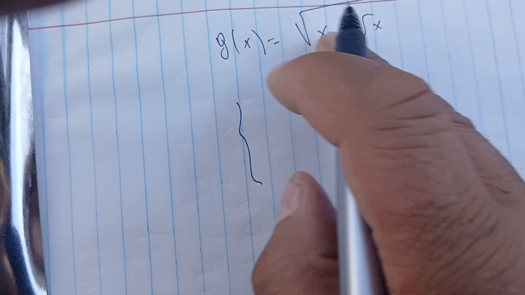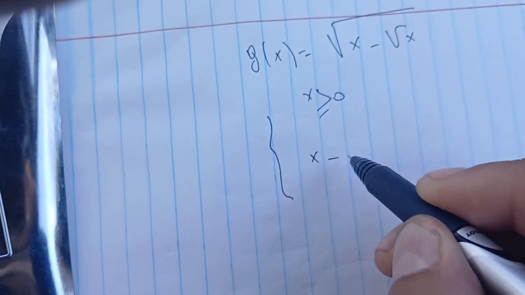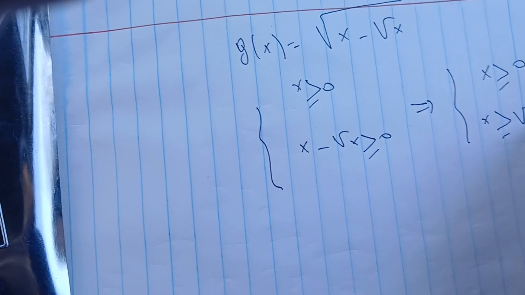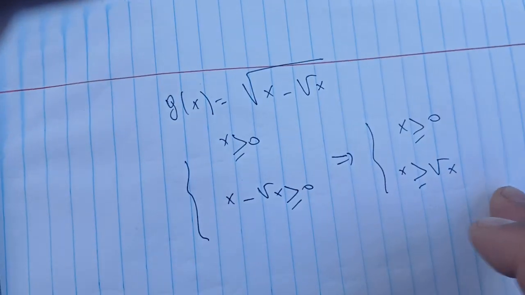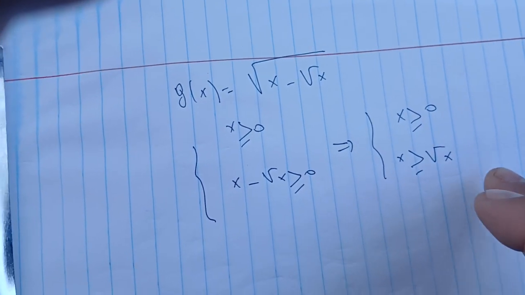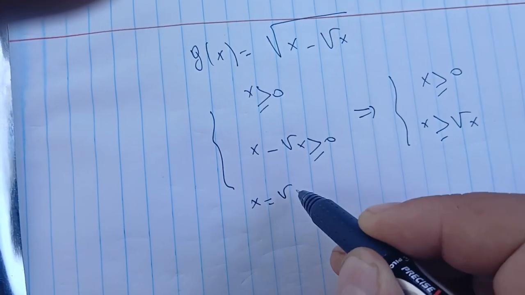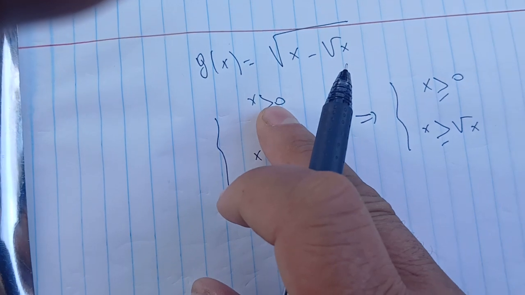And also we need to have this one here positive. So x minus square root of x positive. Okay? This gives us that x is bigger than 0 and x is bigger than square root of x. Okay? We can solve the following equation: x equals square root of x, given that x is positive.